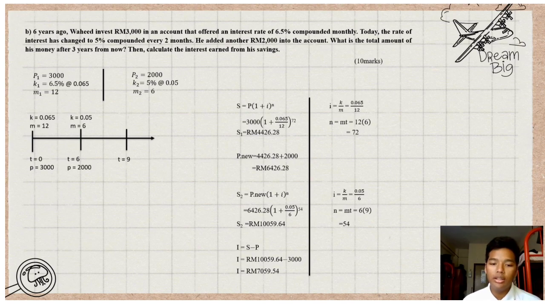And the last one is I equals S minus P. We put it down: 10,059 ringgit 64 cents minus 3,000 ringgit, and we got the interest earned is 7,059 ringgit 64 cents.